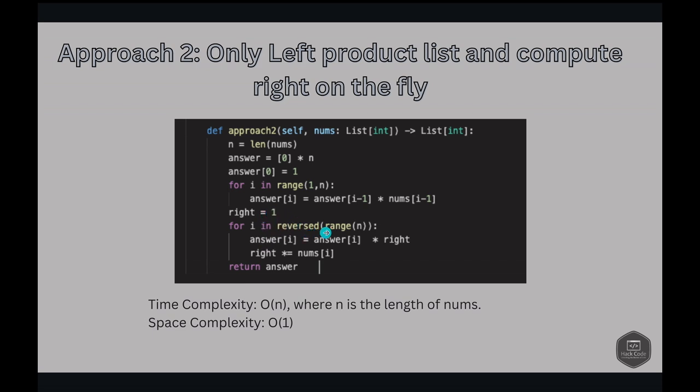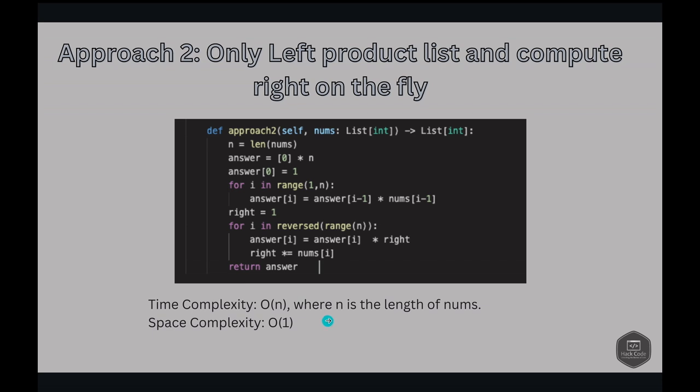Here the reversed range means we go from n minus 1 down to 0. The answer becomes answer of i times right. So we are computing the product of left and right at the same point, instead of having another loop. Then we update right equals right times nums of i. That's how right accumulates the product of all the elements to the right, and then we multiply it with answer of i, keeping the product of left and right elements, leaving out the current element i. That's how we compute the answer here and return it.